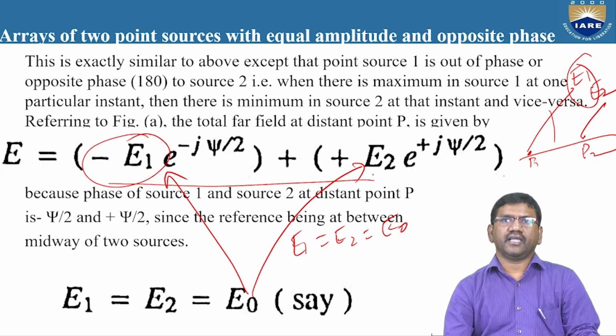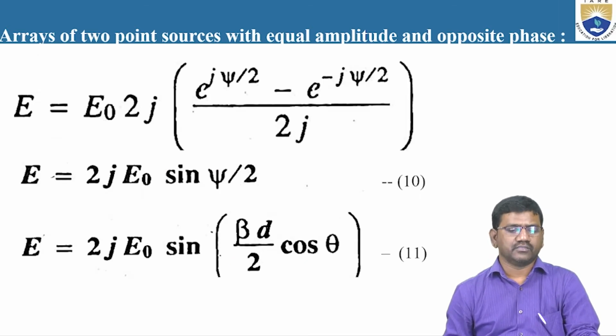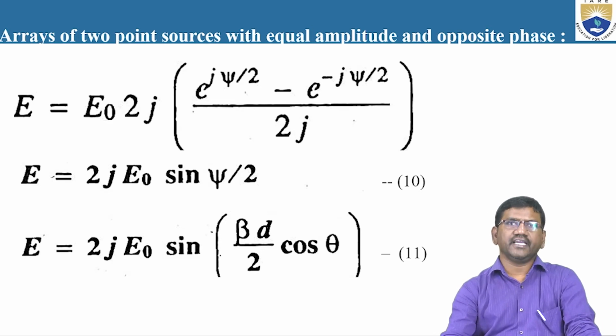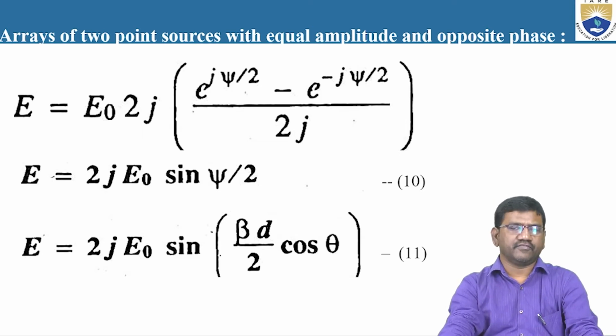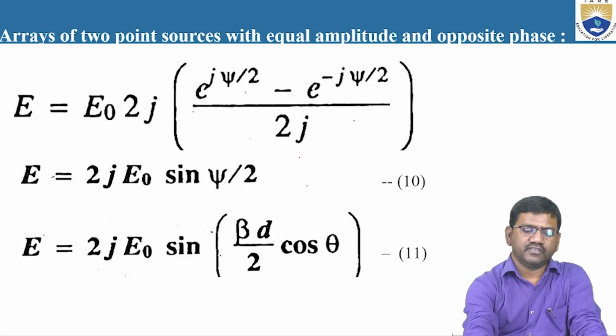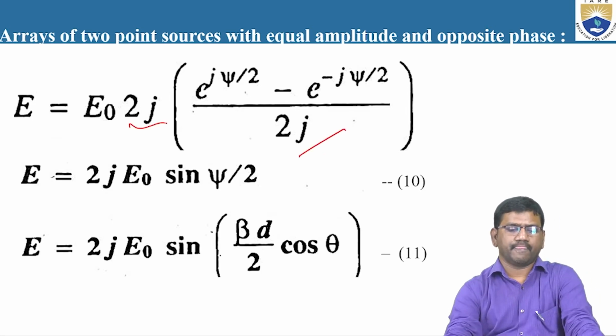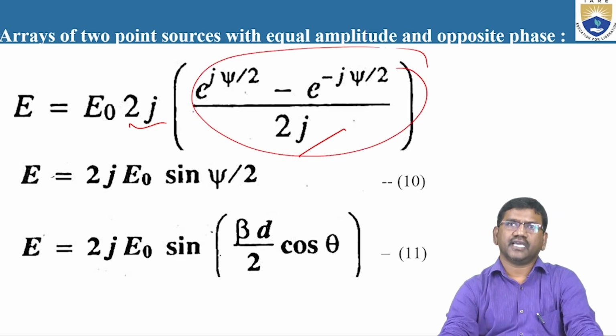So if we take E naught as common, you will get e power j psi by 2 plus e power minus j psi by 2. You can see here, if we take E naught as common, we will get e power j psi by 2 minus e power minus j psi by 2, by 2j. And further, to convert this electric field strength into a trigonometric function, let us multiply the numerator and denominator by 2j. So this total function becomes a sine function according to the trigonometric formula, that is sine psi by 2.